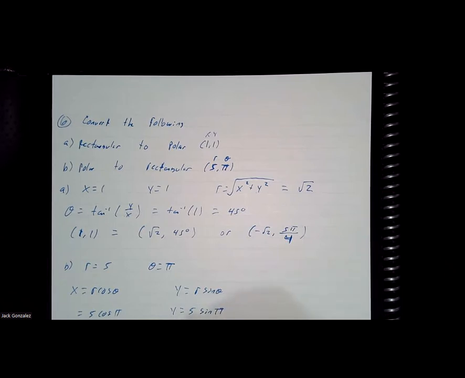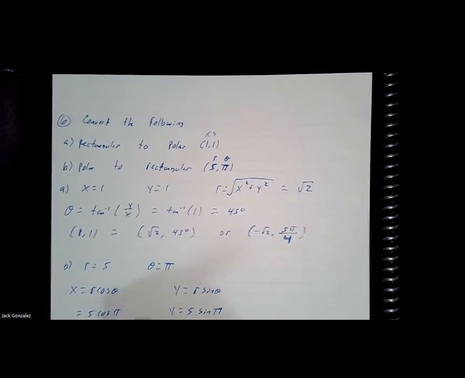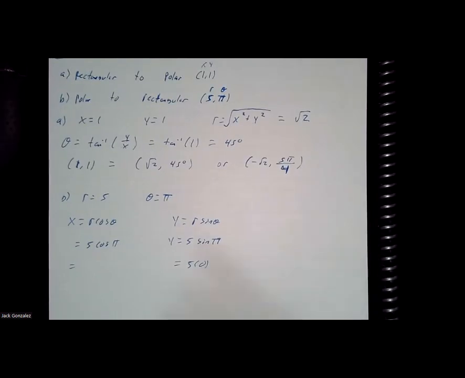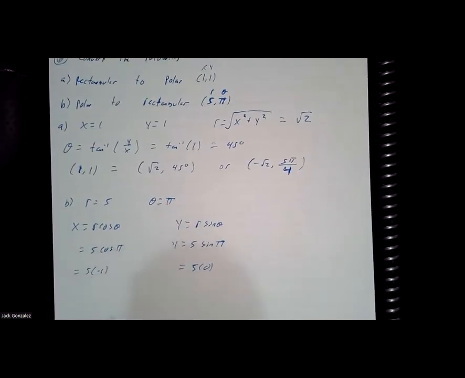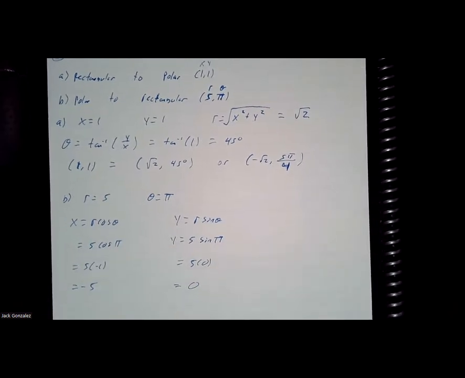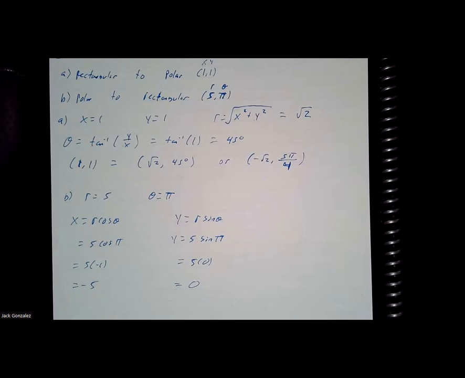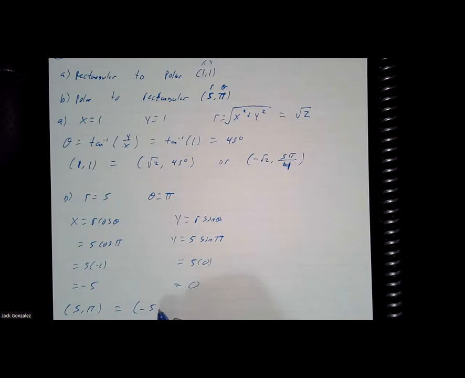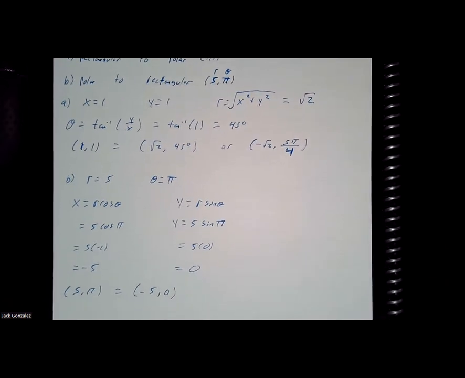which is 5 times 0, right? Let me show that extra step here. 5 times negative 1. So this would be negative 5. This will be 0. So the point 5 comma pi will become negative 5 comma 0. Okay, so that's number 6.